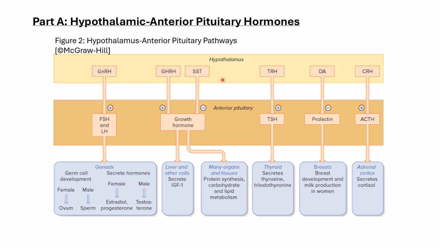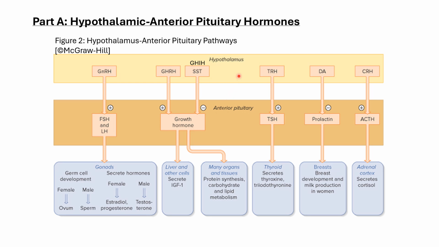Now let's go to this. So this SST is somatostatin. It is also known as growth hormone inhibiting hormone. Okay, so this somatostatin has a negative effect on the anterior pituitary. It means that it stops the production and release of growth hormone.